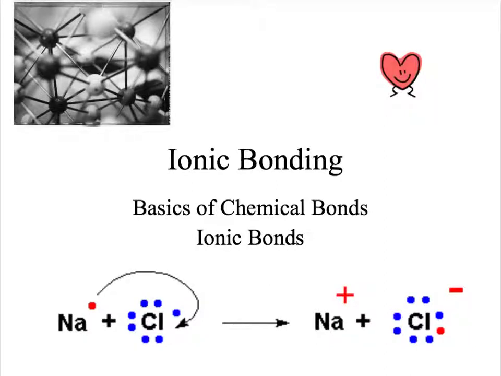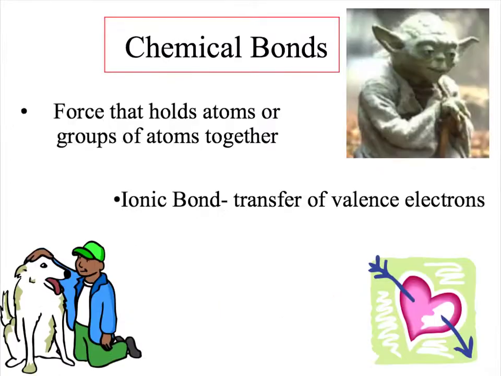This video is going to go over the basics of ionic bonding, Lewis dot structures, naming ionic compounds, and how to make formulas for ionic compounds. Chemical bonds are forces that hold atoms or groups of atoms together. In an ionic bond specifically, there's a transfer of valence electrons that happens.